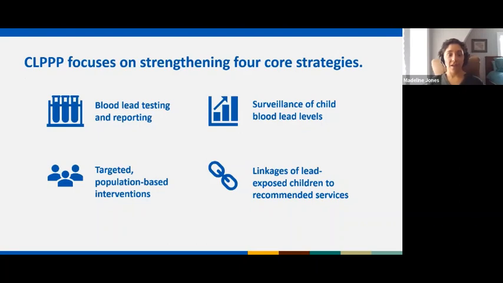On this slide is our program's core strategies. These include strengthening blood lead testing and reporting, surveillance, linkages of lead-exposed children to recommended services, and targeted population-based interventions. Next slide, please.